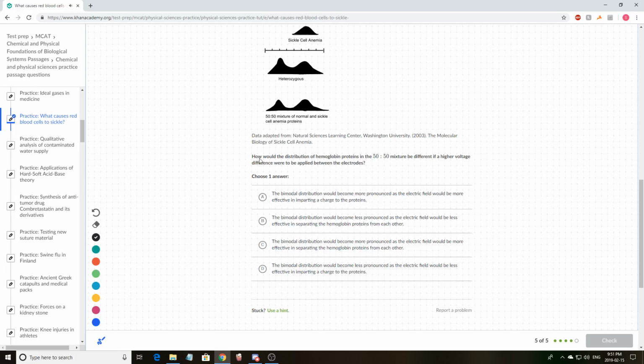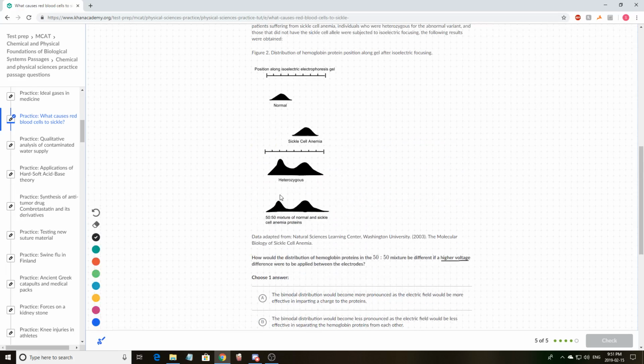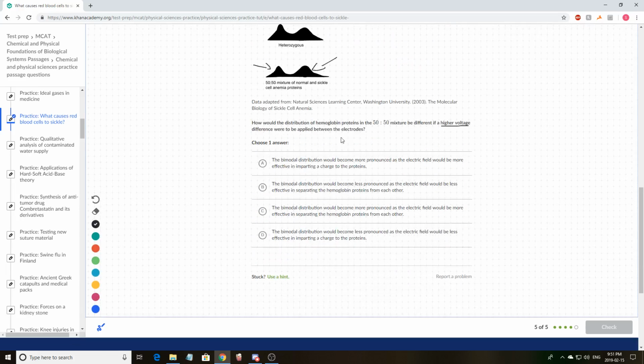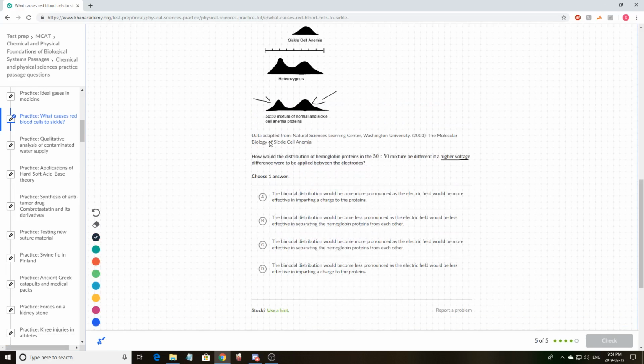And the last question states, how would the distribution of hemoglobin proteins in the 50-50 mixture be different if a higher voltage difference were applied between the two electrodes? Well, again, we know based on this graph that they're separating based on their charge. So we have highly charged and we have lowly charged. If the voltage difference between the two ends was bigger, we can simply expect there to be a larger gap between the two places as they will be separated more.